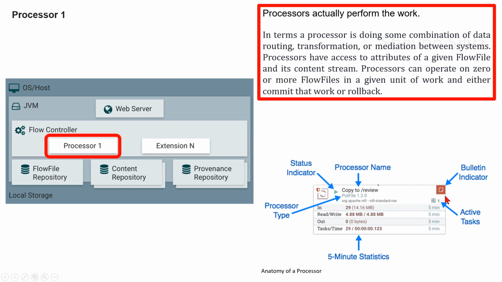When it is present, hovering over the icon with the mouse will provide a tooltip explaining the message provided by the processor as well as the bulletin level. If the instance of NiFi is clustered, it will also show the node that emitted the bulletin. Bulletins automatically expire after 5 minutes.